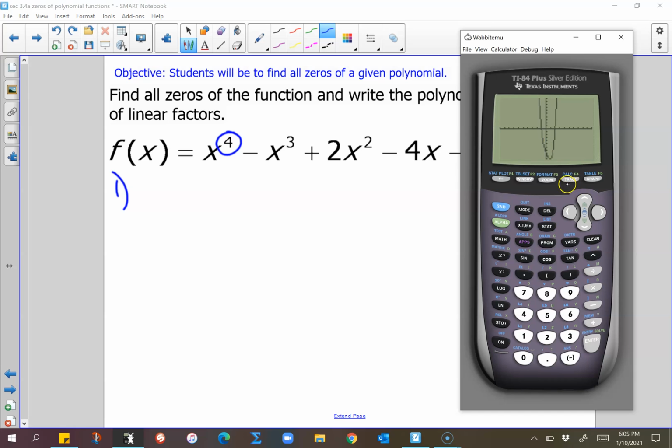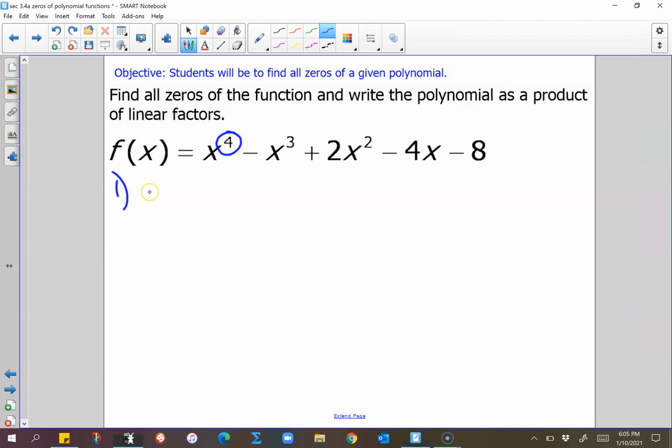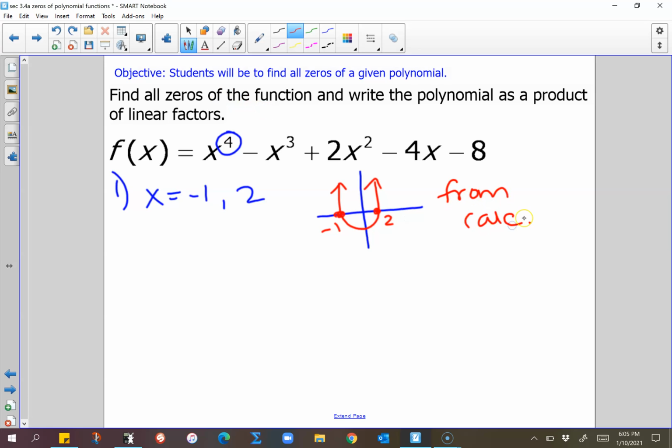Okay, looks like I cross at -1 and 2, so let's check it. So I hit trace, -1, hit enter. Yep, that's at 0. Hit 2. Yep, okay, so those are my zeros. So from my calculator, I got x equals -1 and x equals 2. And if this is a test, she may want to see work for that. So the best way to show work is to just sketch it and say like from your calculator. That's what she's looking for, is how did you get those answers? So that would be sufficient to prove how I got those 2.